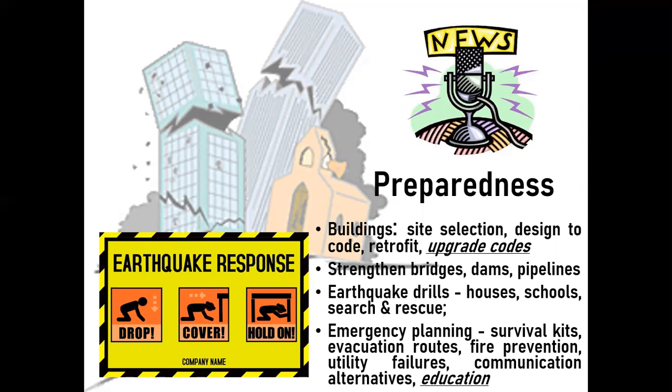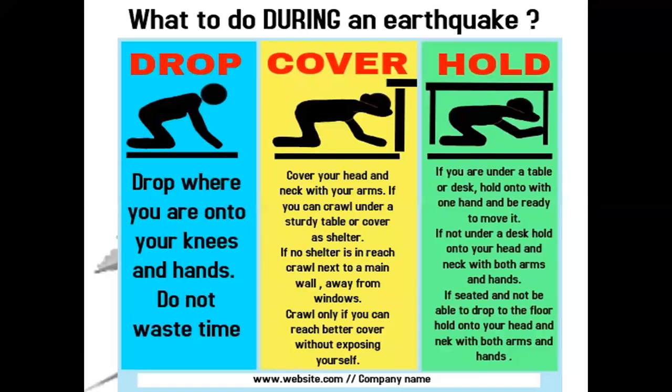Emergency planning also includes having survival kits available and planning evacuation routes in advance. Fire prevention, that way we do not have that big problem. And we also need communication alternatives as well as education. We need to know what is happening in order to understand it and help ourselves.